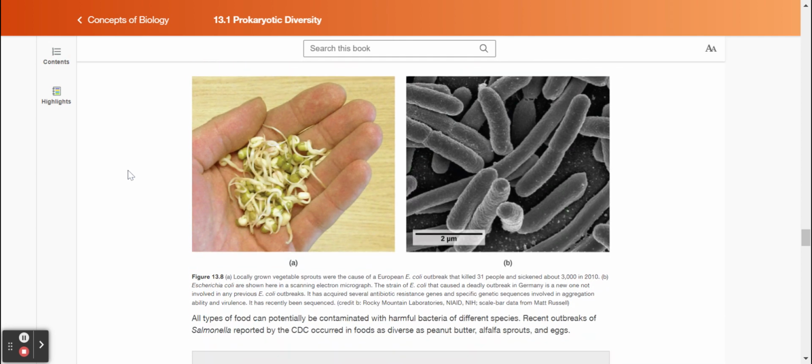Figure 13.8. On the left, locally grown vegetable sprouts were the cause of a European E. coli outbreak that killed 31 people and sickened about 3,000 in 2010. On the right, E. coli are shown here in scanning electron micrograph. The strain of E. coli that caused a deadly outbreak in Germany is a new one, not involved in any previous E. coli outbreaks. It has acquired several antibiotic resistance genes and specific genetic sequences involved in aggregation ability and virulence. It has recently been sequenced.